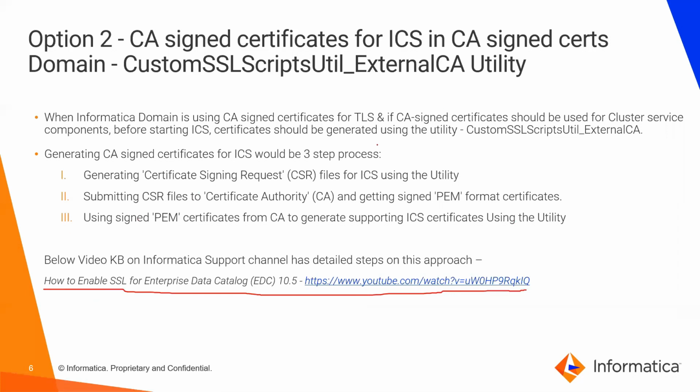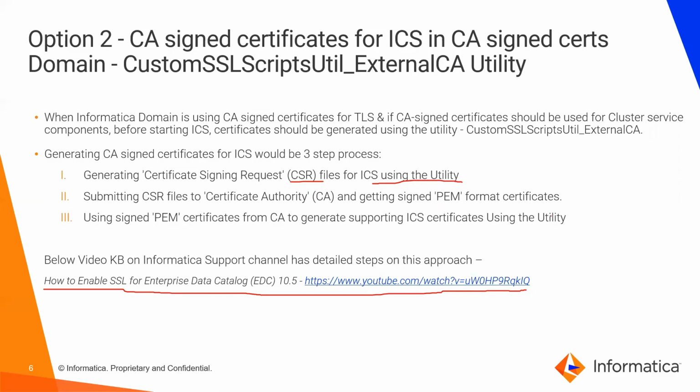But just to give you a high level overview, using this utility, we will be generating a certificate signing request for the ICS, and then we'll be sending all these CSR files to the certificate authority. Maybe let's say you are having GoDaddy or DigiCert. To those certificate authorities, we will be sending the CSRs which we generated in the first step using the utility, and then the certificate authority will be signing the CSRs and they will be sending you the signed certificate.